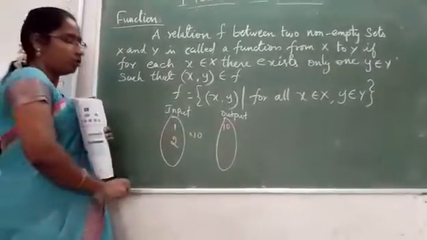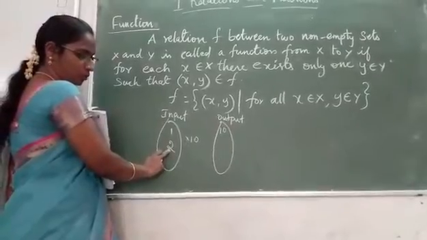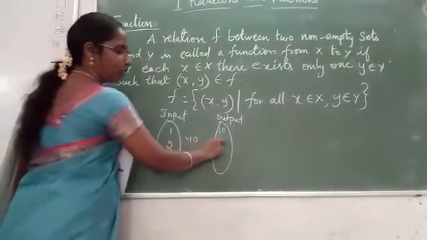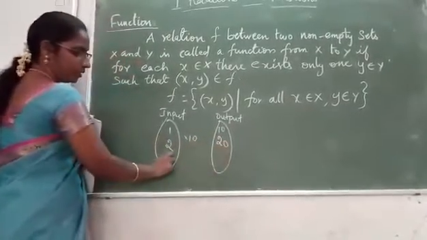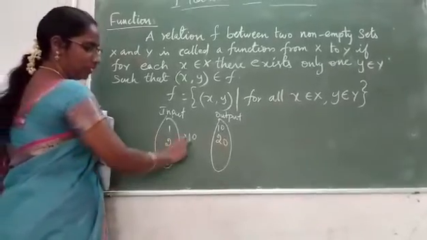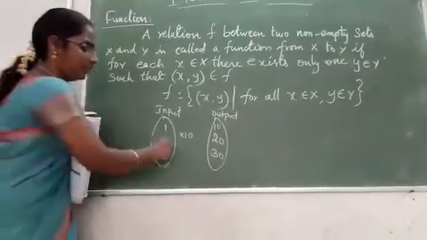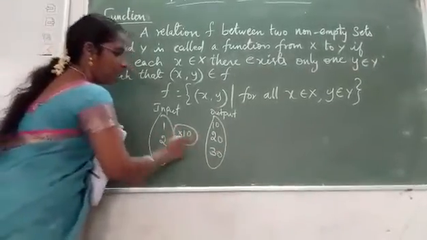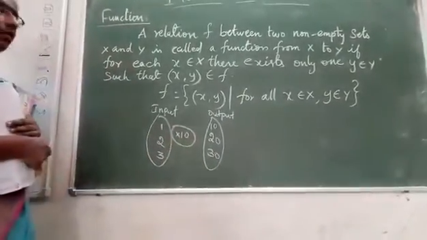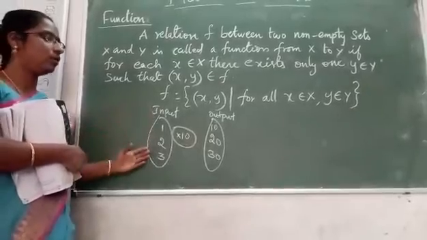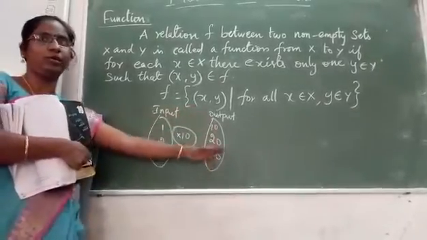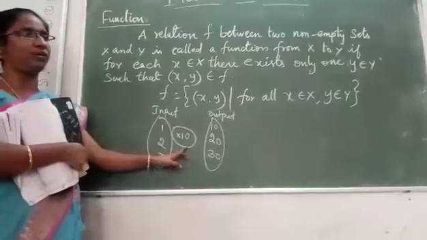Suppose we want to buy 2 books. 2 books means 2 into 10, 2 tens are 20. 3 books means 3 into 10, 3 tens are 30. So this into 10 is called the function process. What we do is give the input and connect it to the output; that is a function.